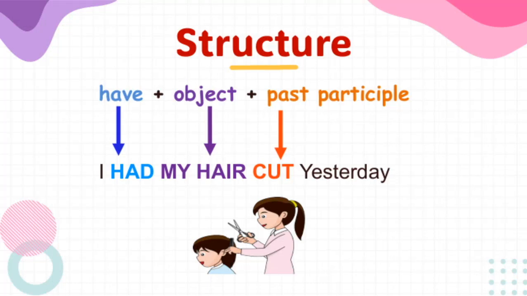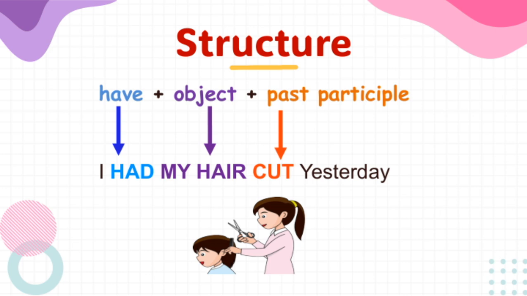Today, I want to share a simple example to illustrate how we use the have plus object plus past participle structure. So I'll say, I had my hair cut yesterday. Notice here, I used had because I am talking about a past event. The my hair part is the object, which is what received the action. And cut is the past participle of the verb cut.